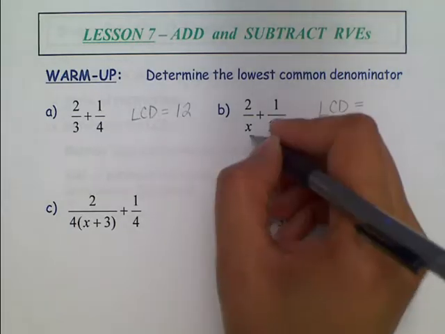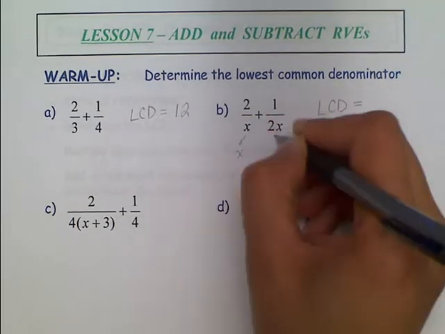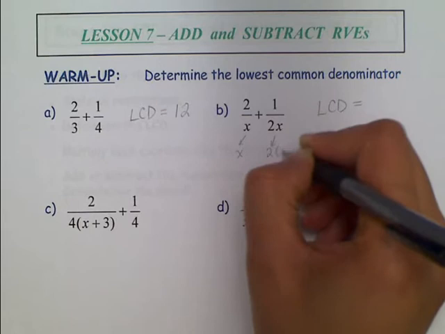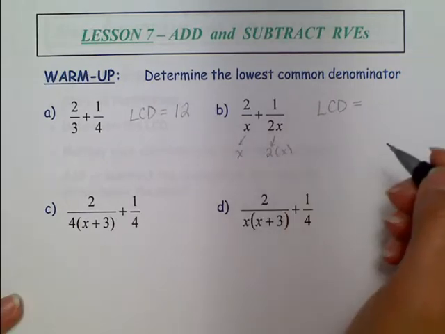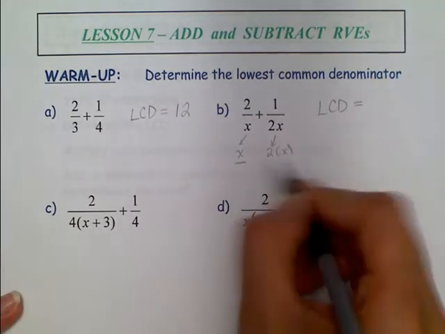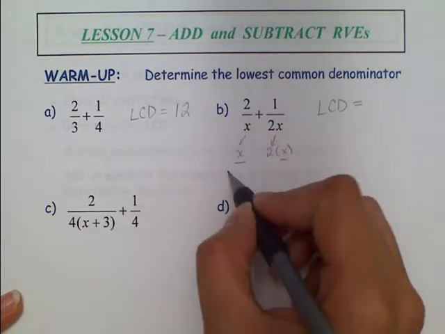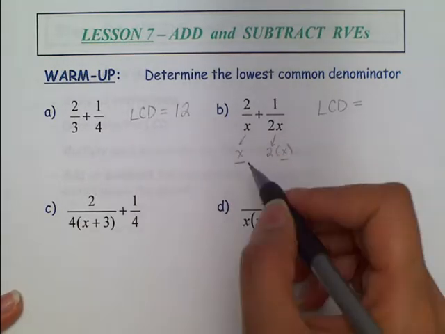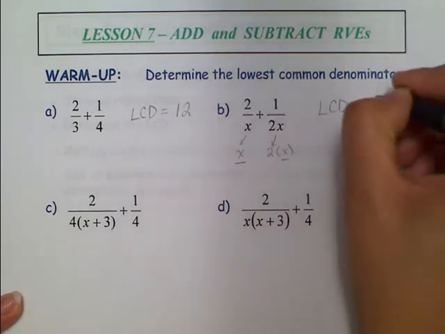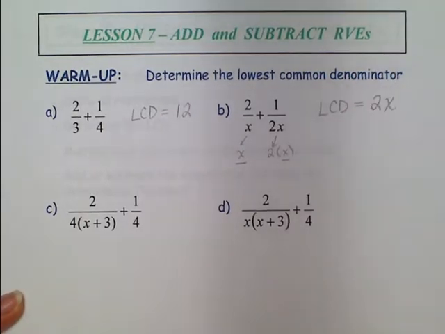And so what you'll notice here is that we have just an x, and here we have 2 multiplied with the x. And so you'll notice that already what we have in common is an x, and the only factor that's missing from the first denominator is a factor of 2. So the lowest common denominator in this case would be 2x.